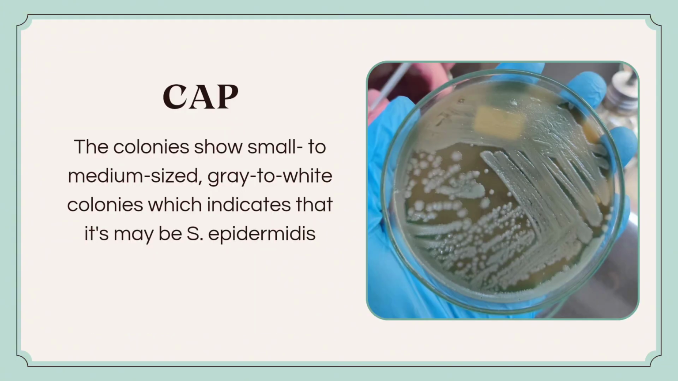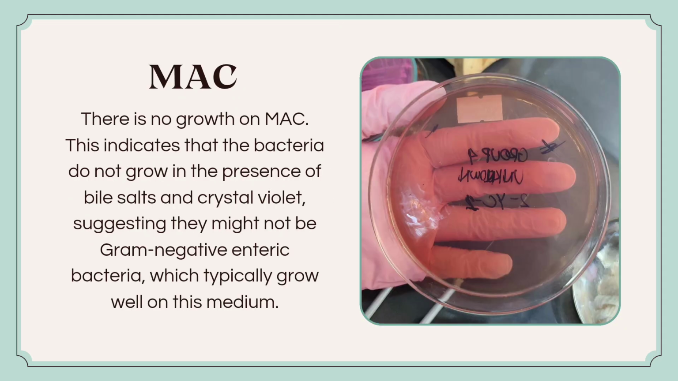Next, the CAP, or the chocolate agar plate. The colony shows small to medium-sized, gray to white colonies, which indicates that it might be S. epidermidis. Now the MAC, or the MacConkey agar plate.